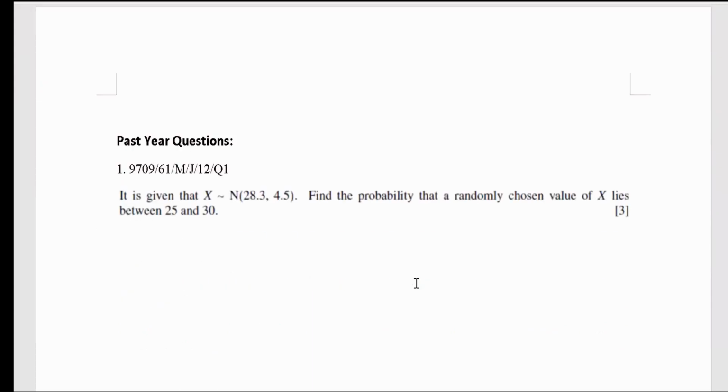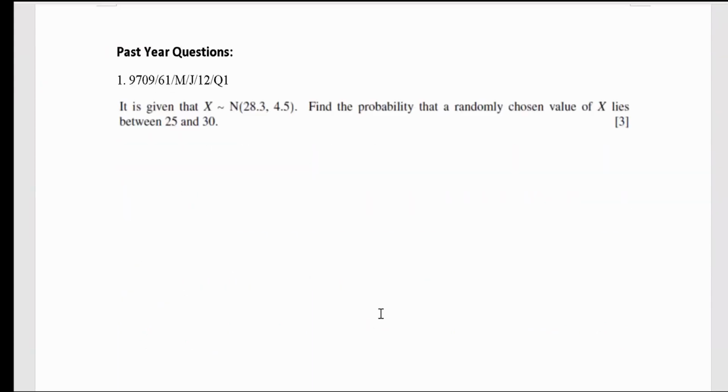We look at some past year questions to practice on using the normal distribution table. This is the question from May/June 2012, variance 6.1, question 1. It is given that X follows a normal distribution. This value is the mean, mu, and this value, don't forget, is the variance, sigma squared.